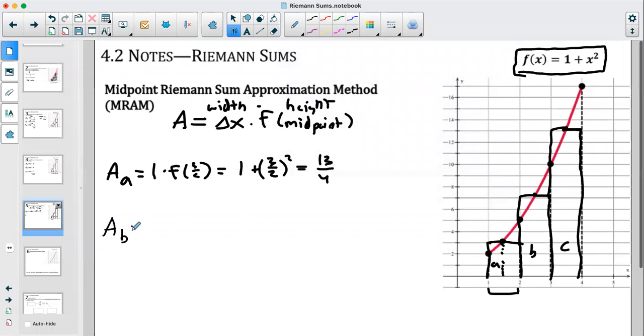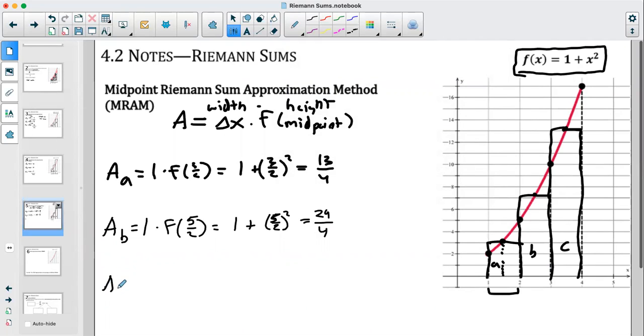Area of rectangle B is going to be the same thing. It's width times f of, in this case, halfway between 2 and 3, which is 5 over 2. I'm going to stop writing the 1 because I don't need it. And this f of x is 1 plus 5 halves squared. 5 over 2 squared is 25 over 4, plus 4 over 4 is 29 over 4.